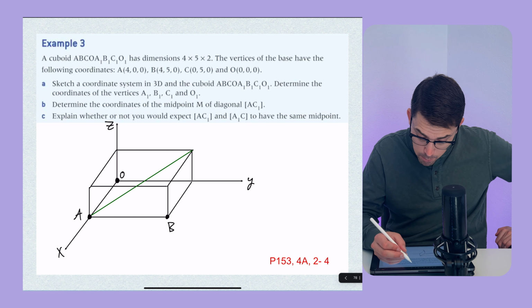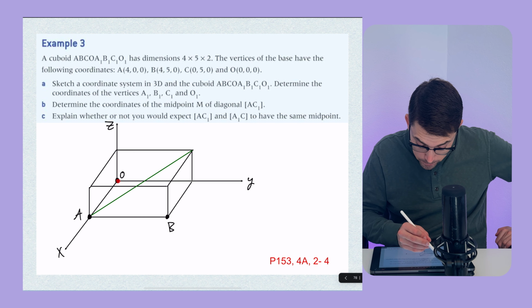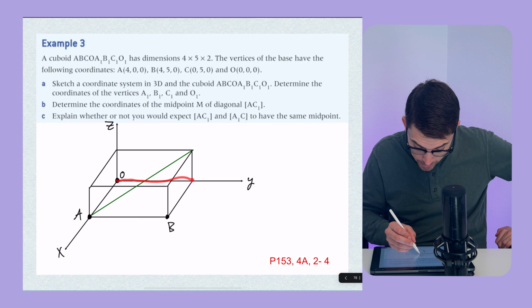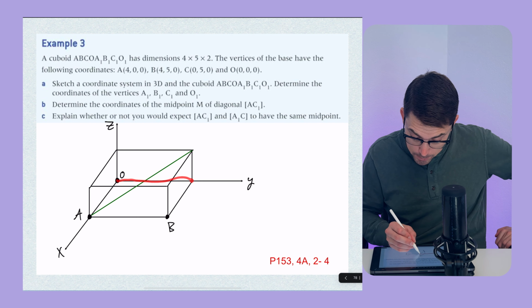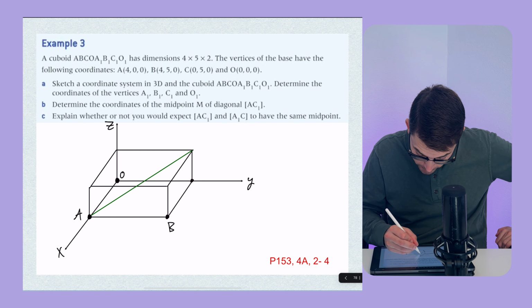Then my C is 0, 5, 0. So I'm not moving in x at all. I'm only moving in y. So I have 0 movement in x. Then I'm going to move over to the right on my y-axis 5 units. And I'm not moving up either because I have a 0 value for my z, which means that this right here is going to be my C.